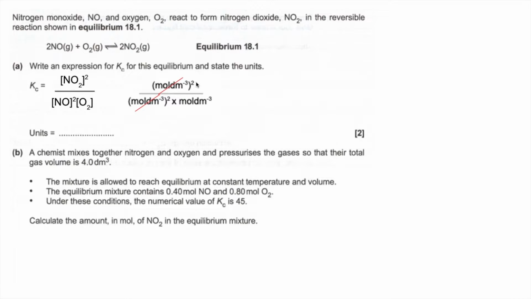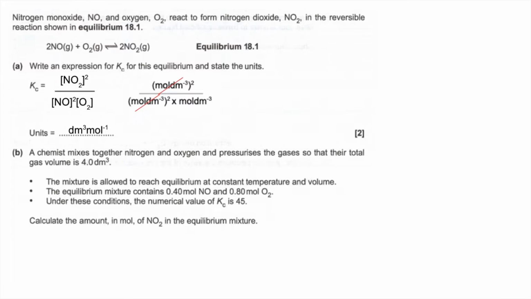So we're left with 1 over mol per dm cubed, which when you take everything up to the top, you flip the sign of the power, and so it becomes dm^3 mol^-1. If you've written mol^-1 dm^3, that's fine as well, but conventionally positive powers are written first.